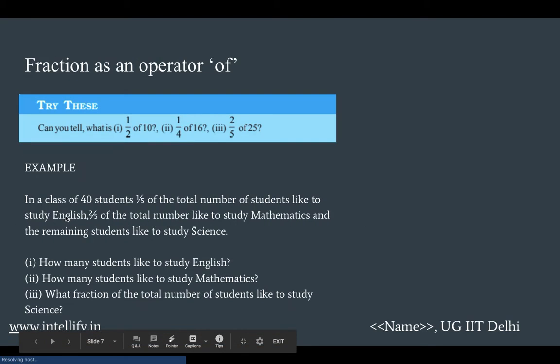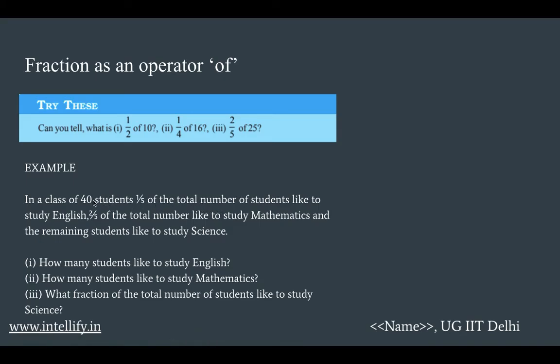Let's say in a class of 40 students, one fifth of the total students like to study English. How many are total students? 40 students. One fifth of the total means 1 by 5 into 40, that is 8 students. So how many like to study English? 8. 2 by 5 of the total like to study mathematics. Since 1 by 5 of 40 is 8, 2 by 5 is nothing but the double of 1 by 5. So that must be 16, or you can get it also by multiplying 2 by 5 with 40, and you'll get 80 by 5. 80 by 5 is nothing but 16.